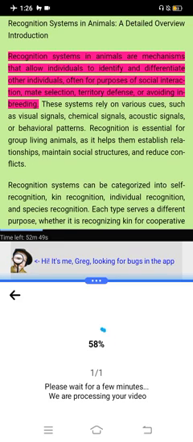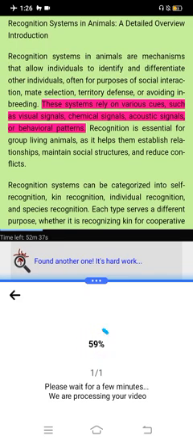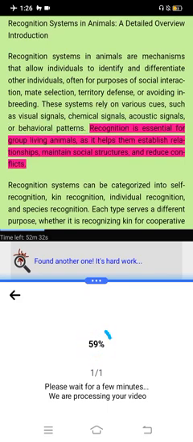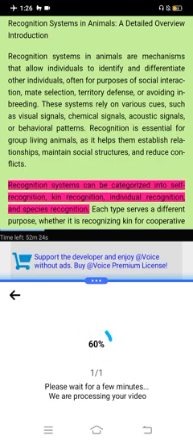Recognition systems in animals are mechanisms that allow individuals to identify and differentiate other individuals, often for purposes of social interaction, mate selection, territory defense, or avoiding inbreeding. These systems rely on various cues, such as visual signals, chemical signals, acoustic signals, or behavioral patterns. Recognition is essential for group-living animals, as it helps them establish relationships, maintain social structures, and reduce conflicts.